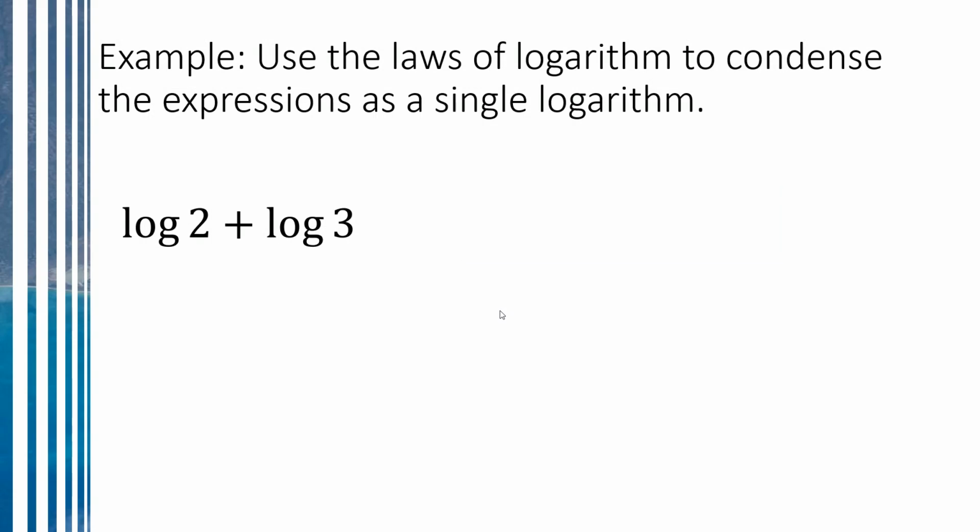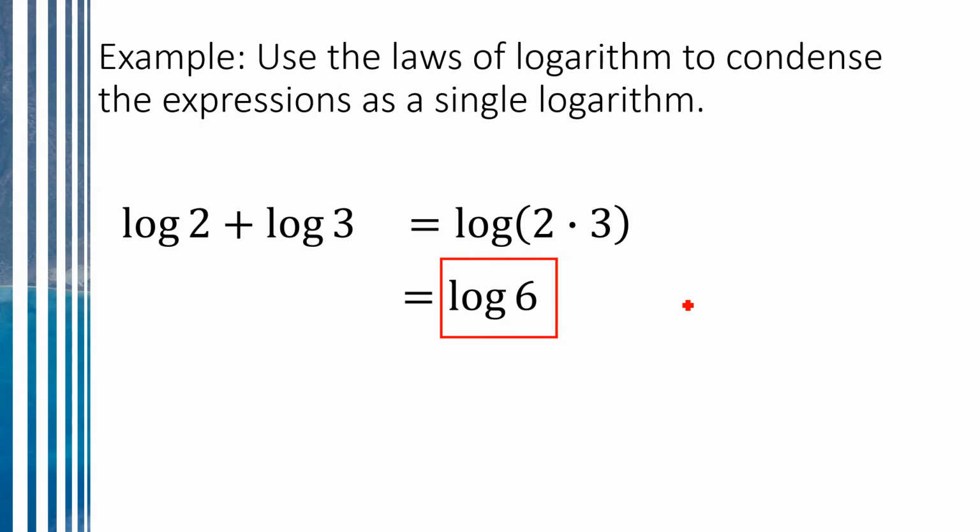Okay, now use the laws of logarithm to condense the expressions as a single logarithm. So what about this one? The logarithm of 2 plus logarithm of 3. Since this is addition, then we can multiply the arguments. So you have the logarithm of 2 times 3. Therefore, we have the logarithm of 6. And that is our final answer.